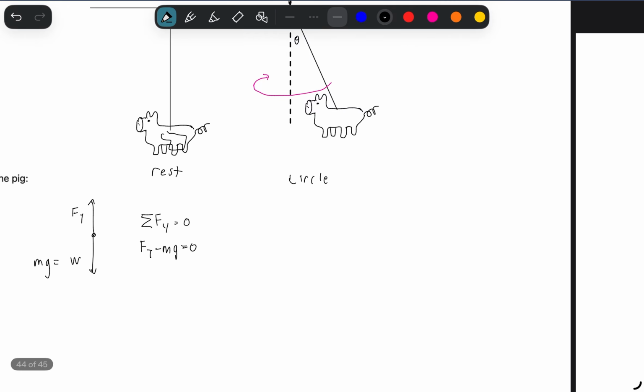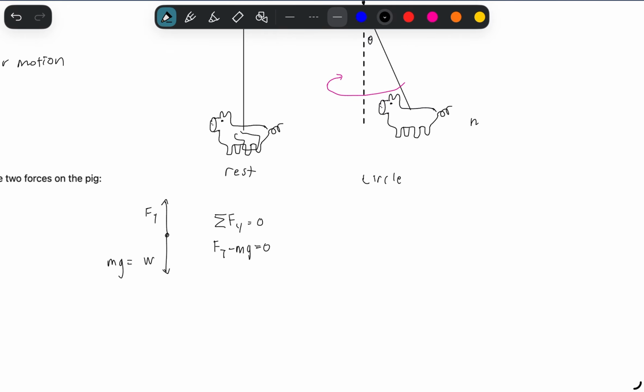Now, when we're moving in a horizontal circle, it is going to create the conical pendulum. So we have that the force of tension on the pig is going to be at an angle towards the pivot, and we have the weight force that is going to be acting down.